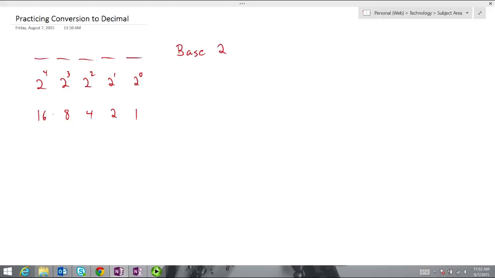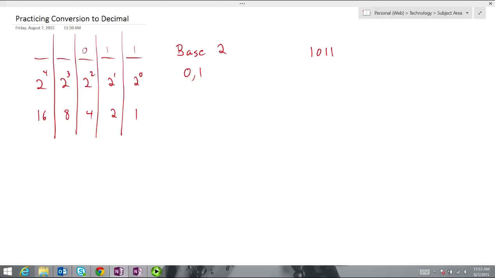So just remember that these columns now correspond to these powers of the base. So now it's just a multiplication and addition problem. In binary, I'm allowed to have the symbols 0 or 1 in my number. So if, for example, I had the number 1011, I can transfer that over into my grid here, as 1, 1, 0, 1, and now I multiply downward.